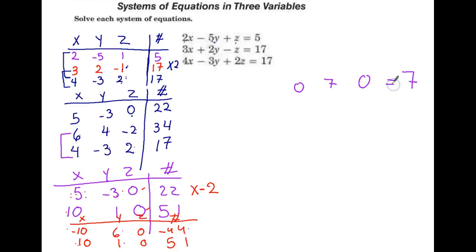Since I have 2 zeros in my equation, I am very close to finding the first variable. So I need to put the variables back where they belong. My variables were x, y, and z. By looking at this equation, I've eliminated z and I've eliminated x. So now I have 7y equals 7. Solve for y: divide both sides by 7. y equals 1.